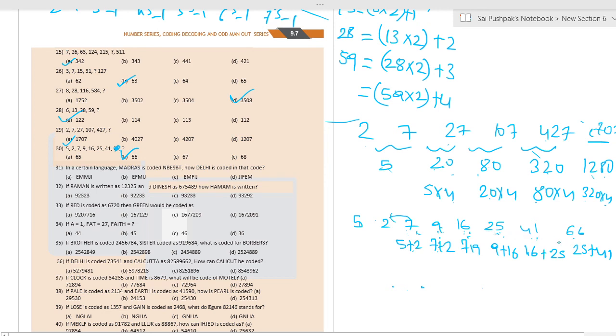So similarly, 41 is nothing but the addition of 25 plus 16. So the next number will be 25 plus 41, which is nothing but 66. So the answer is 66. So guys, with this we completed the number series here, but there is something called coding and also finding the odd number out, which we will do in a later class.